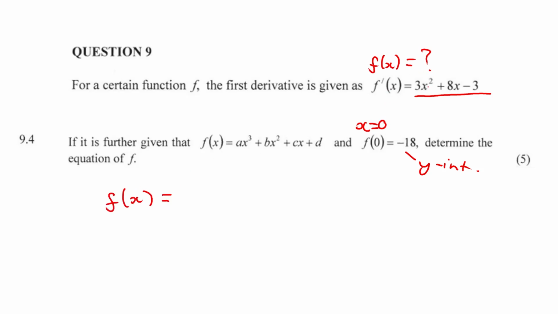So how did we get 3x squared here? Well, that must have been an x cubed, right? It had to have been an x cubed because that's how we got the 3. So x cubed: 1 times 3 is 3, 3 minus 1 is 2. So that would have been 3x squared plus.